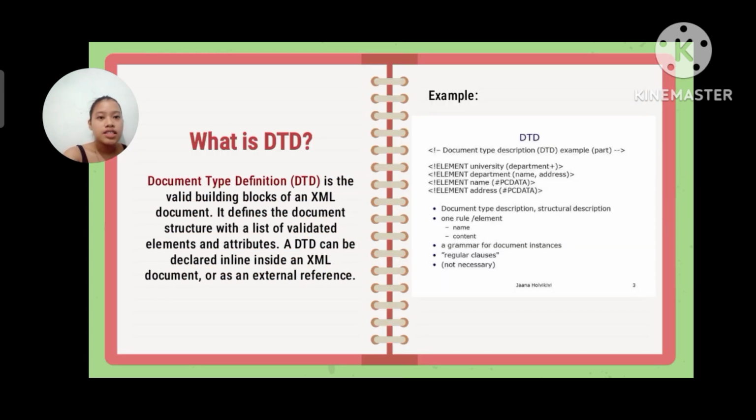So what is DTD? DTD is Document Type Definition. It is the valid building block of an XML document. It defines the document structure with a list of validated elements and attributes. A DTD can be declared inline inside an XML document or as an external reference.